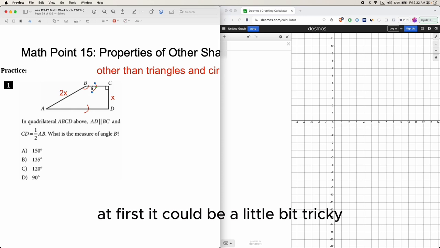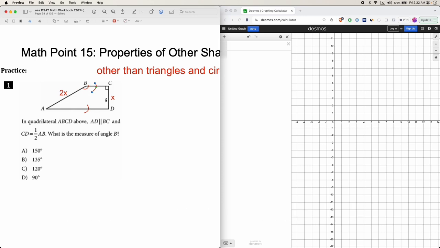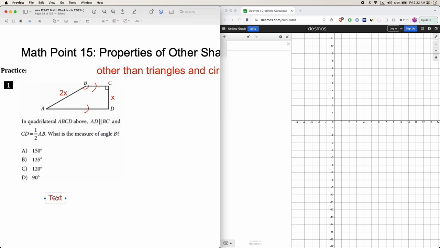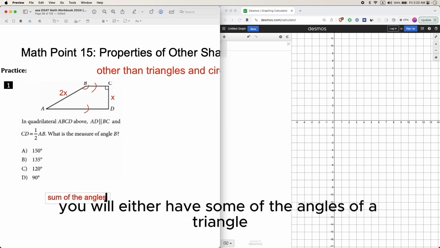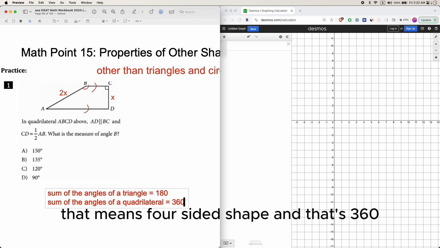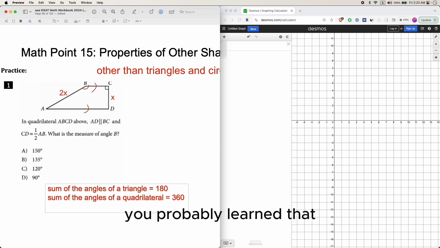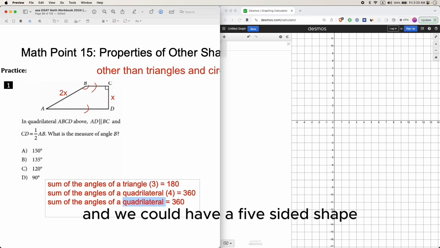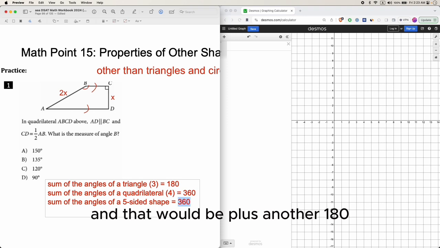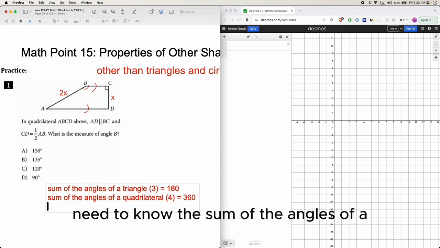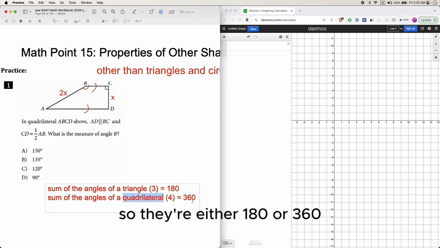At first, it could be a little bit tricky because you might not know where to start, but it's actually not that hard. So first, here we have a four-sided shape, and on the SAT, you will either have the sum of the angles of a triangle, and that is 180, or the sum of the angles of a quadrilateral, that means four-sided shape, and that's 360. In school geometry, you probably learned that we can continue: this is for three-sided, this is for four-sided, and a five-sided shape would be plus another 180, so this would be 540. You learned that in school, but for the SAT, you only need to know the sum of the angles of a triangle or quadrilateral. So they're either 180 or 360.